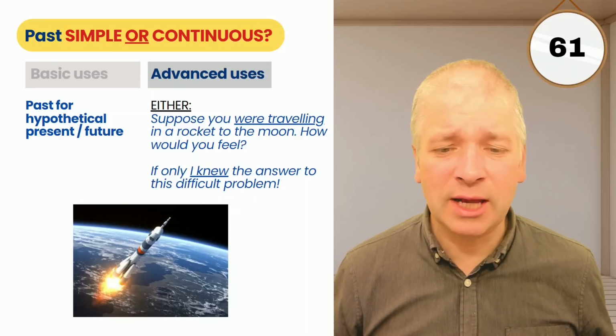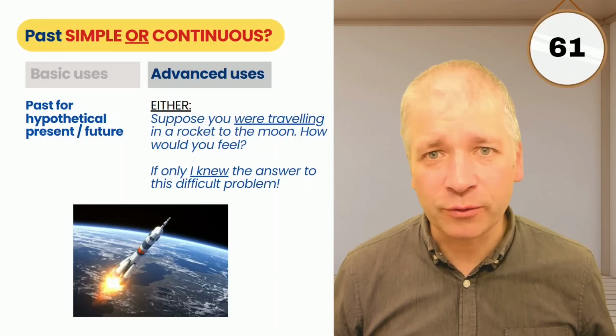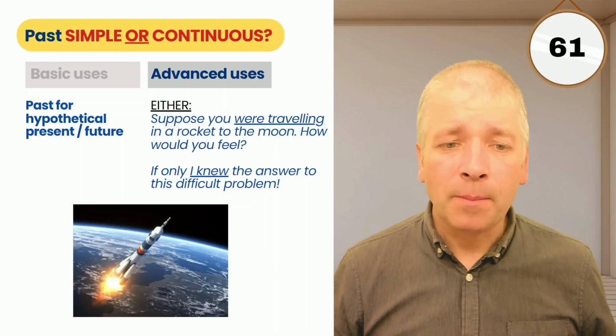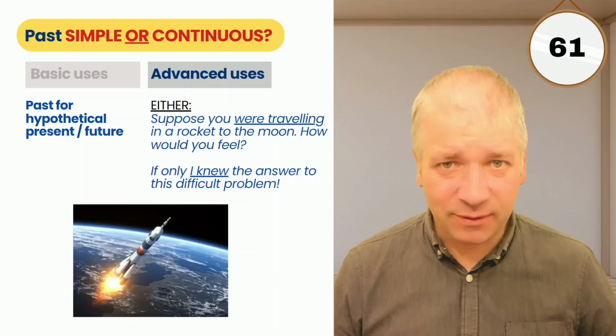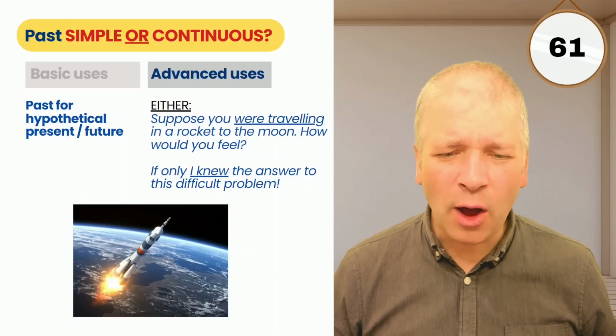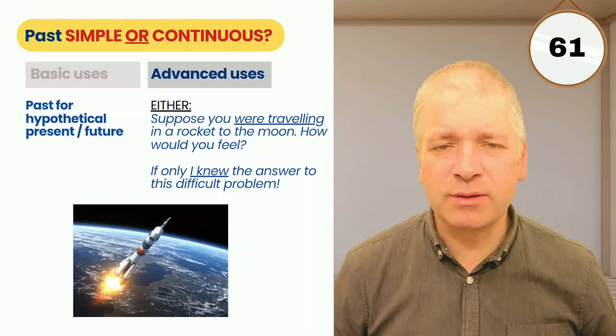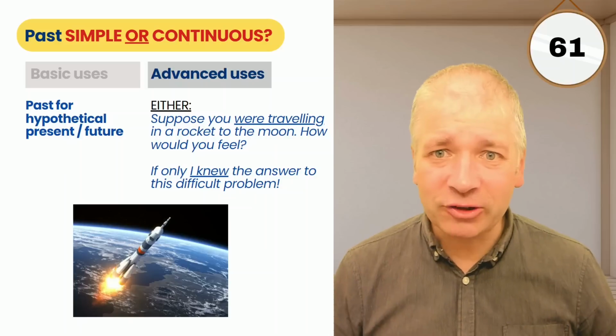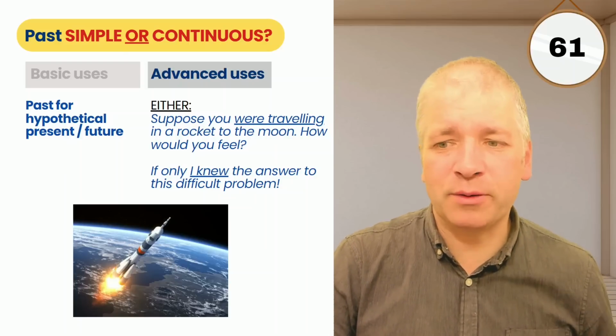Suppose you were travelling in a rocket to the moon. How would you feel? Here, past continuous because it's an activity we're imagining. Or if only I knew the answer to this difficult problem. We're imagining it, but we use the past simple.